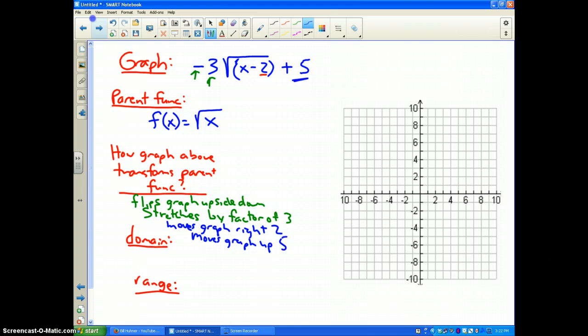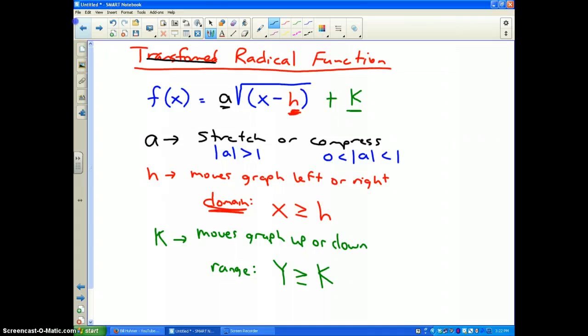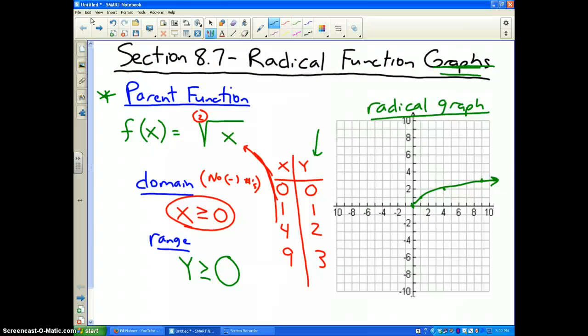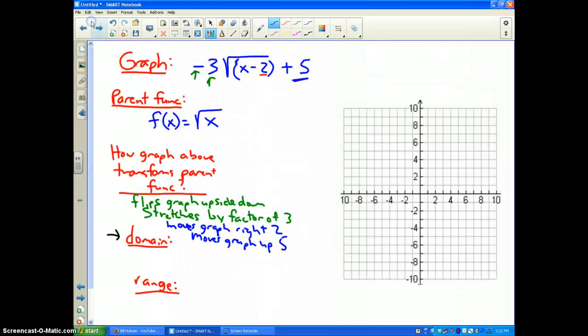And that's how this graph is going to be transformed. What's the domain? Well, we just talked about it on the prior slide. The domain is x is greater than or equal to whatever h is. Okay, so let's go back. In this particular case, h is 2. So therefore, for our domain, we're going to have to pick x values that are greater than or equal to 2.